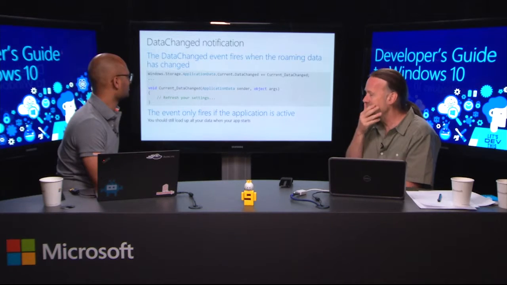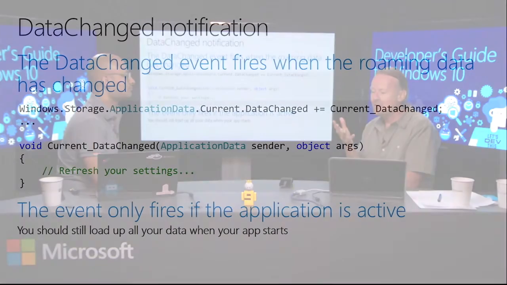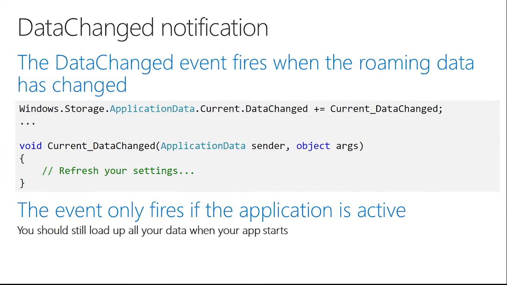Now, if you've got a foreground app running on one of your devices, and the user picks up their other device, and the app stores something into roaming settings, it gets synced up to the cloud, and then the sync engine underneath syncs it down to the other device. If the same app is running and you have registered for the data changed event, you'll get an event fired in your app if it's a foreground app on a device that's just receiving updated roaming data.